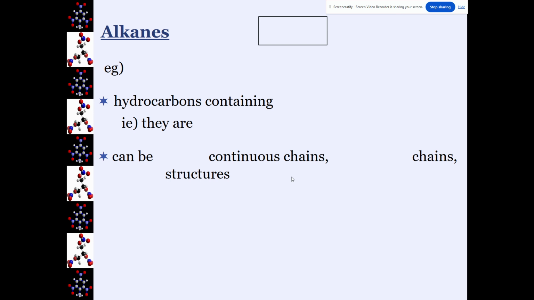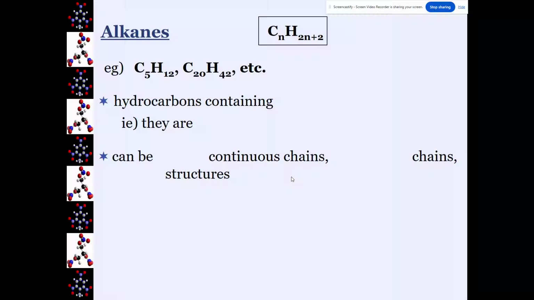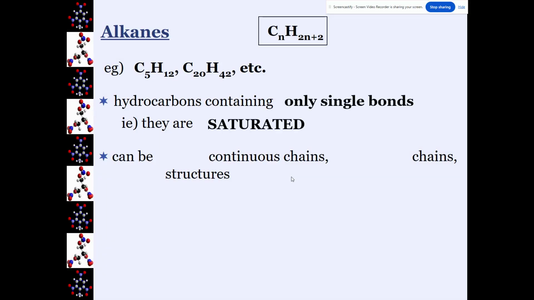Now, the first compound we're going to focus on are called alkanes. Now, alkanes are compounds that have only single bonds. When a compound has only single bonds, it's considered a saturated compound. You do need to be able to categorize your organic molecules as either saturated or unsaturated.